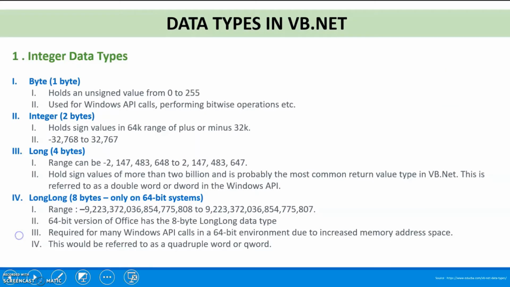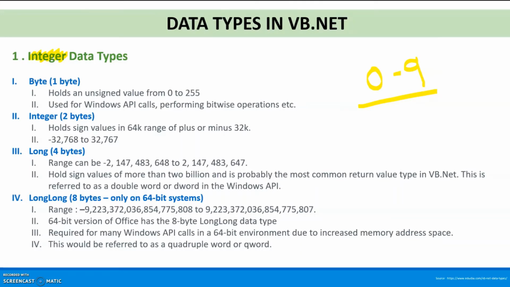Okay, so here we have the first type, the integer data type. Integer means number, and this number can be 0 to 9, right? This we call the integer type data. For integer type data, we have 4 subcategories or subtypes, like byte, then we have short, then we have simple integer, and then we have long.